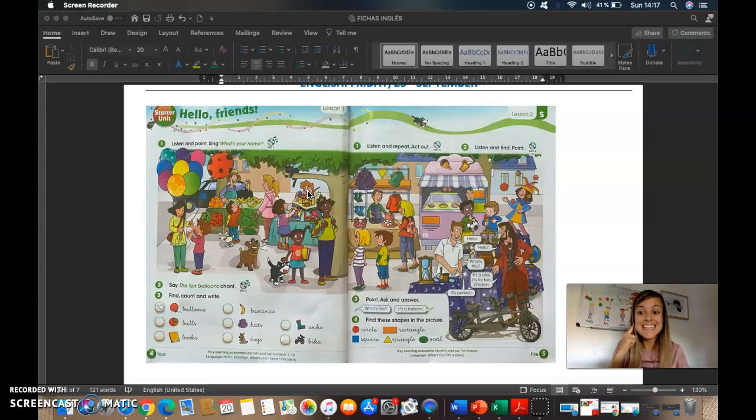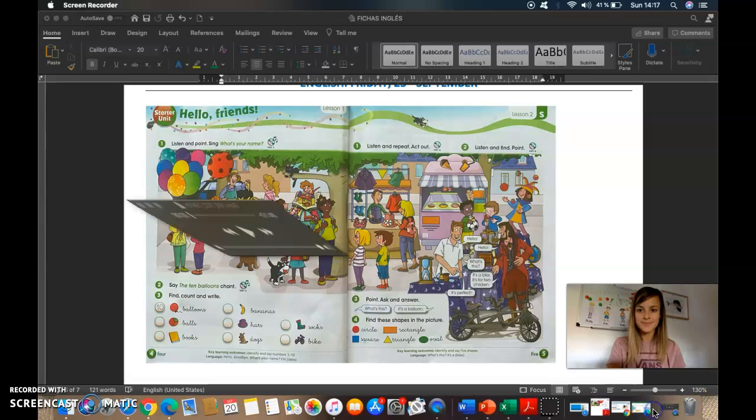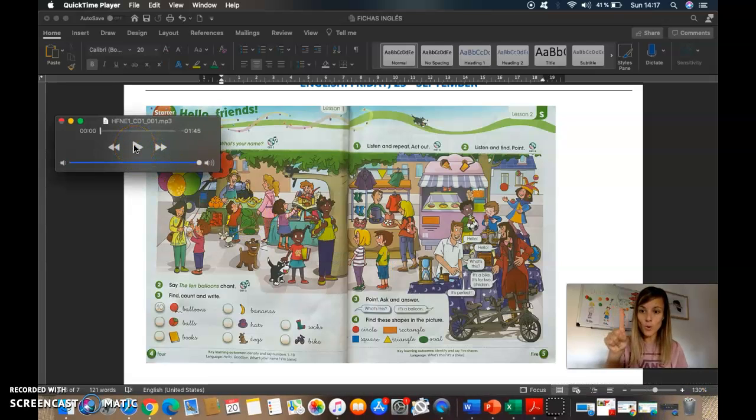Now, we're gonna listen a song called What's Your Name? And we have to find the four characters, Molly, Jake, Beth and Toby, in the picture at the same time that you listen to them. So for example, if you listen Beth, you have to point with your finger to Beth, which is here, okay? So let's listen the song, What's Your Name? And be ready with your pointer finger.